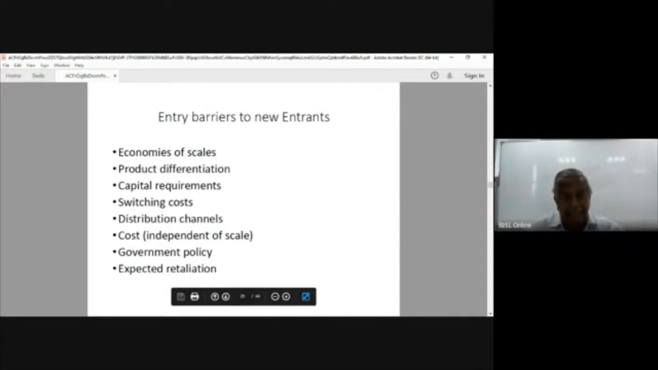Entry barrier. Then another entry barrier, product differentiation. Now, as an example, soap. There are various soaps in the market.